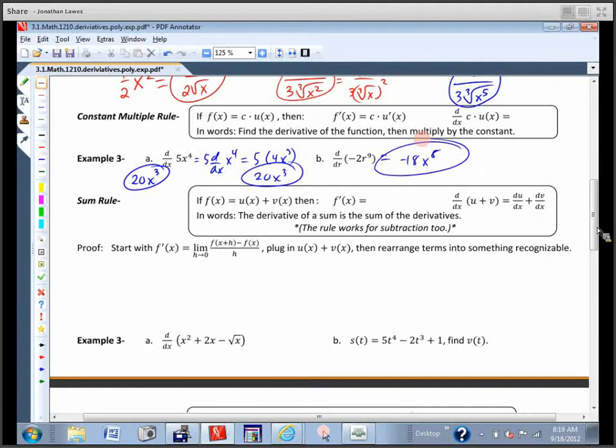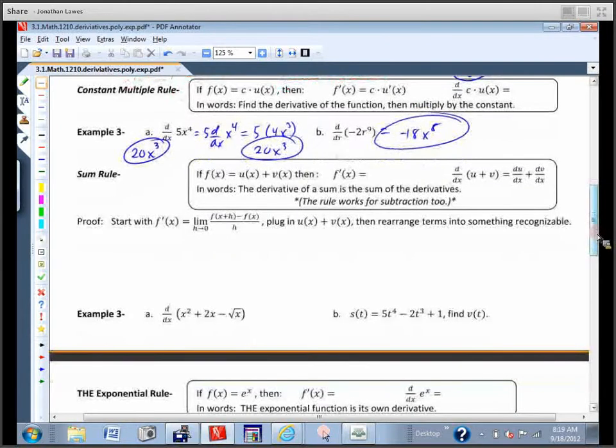So in this problem, all we're going to do is take the old exponent and multiply it. So we're going to have a negative 18 here, and we're going to have x to the 8th. End of story. It's that quick. Okay, are there any questions?